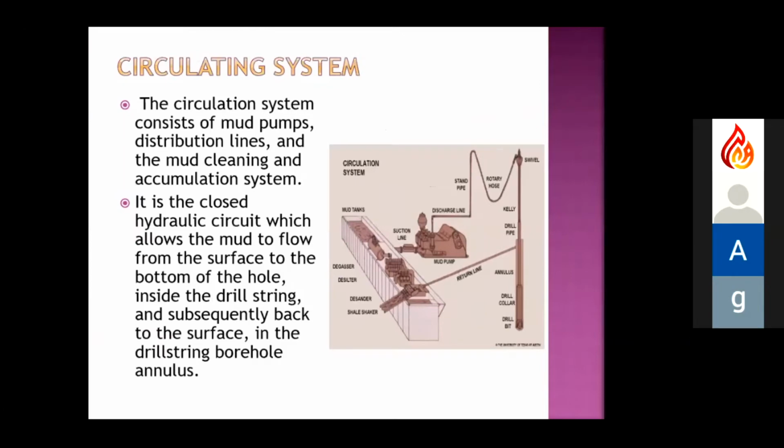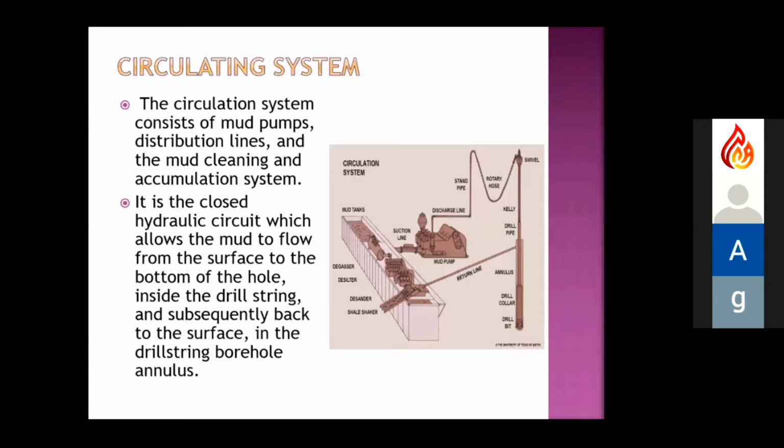Okay, now here is the circulation system. This here is the life of a modern engineer. This circulation system consists of mud pumps, mud lines, suction line and discharge line, standpipe pressure, standpipe, rotary hose, and swivel, Kelly or TDS. The mud will come from the mud tanks through the suction line by pump to the discharge line. Then it will go to the rotary hose by standpipe and rotary hose. Then it will go inside the drill pipe through the TDS or Kelly.